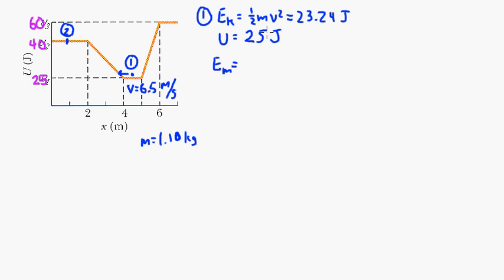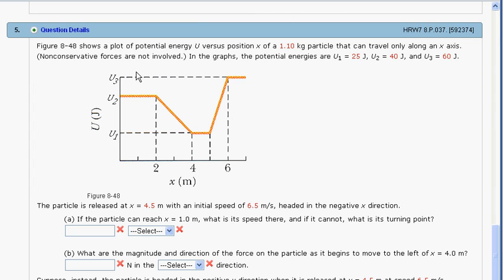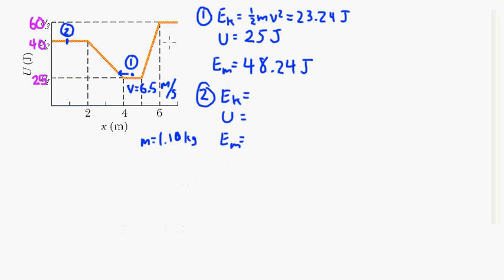Now, mechanical energy, total mechanical energy, is the sum of these two. So it's 48.24 joules. Okay, so we're all good so far. Now at point 2, it's going to have a kinetic energy, it's going to have a potential energy, and it's going to have a mechanical energy. I believe it said no non-conservative forces are involved. Yeah. So all the forces acting are conservative forces, or whatever conservative forces contribute to this U.